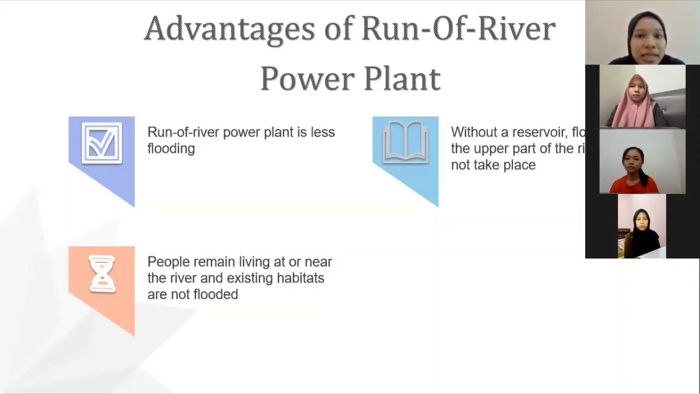The net advantage of run-of-river power plants is less flooding. Without a reservoir, flooding of the upper part of the river does not take place. In the end, people remain living at or near the river and existing habitats are not flooded. That's all from me.